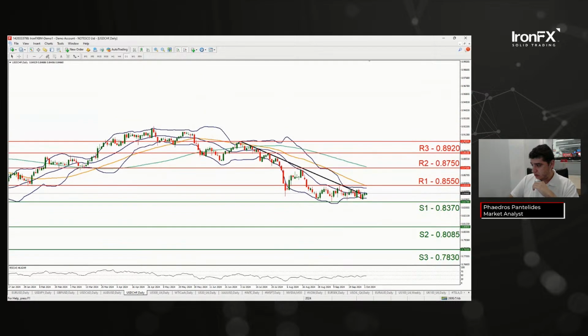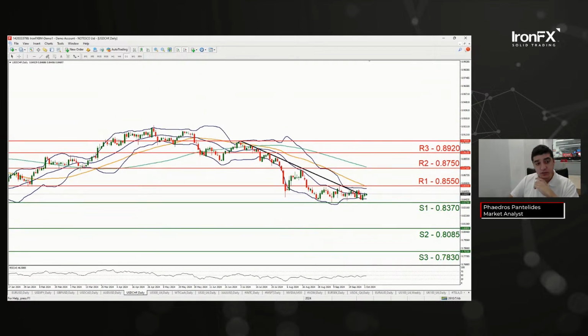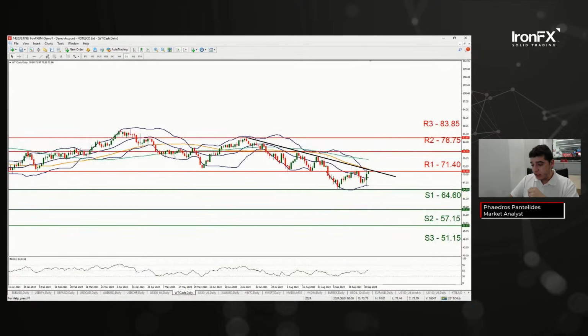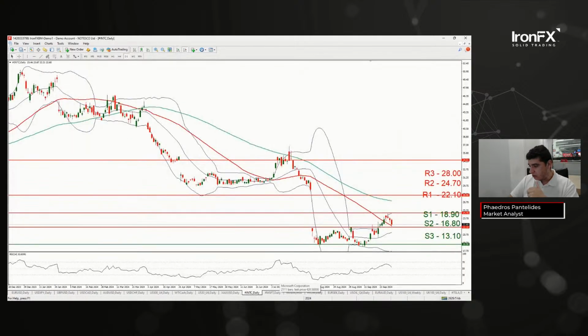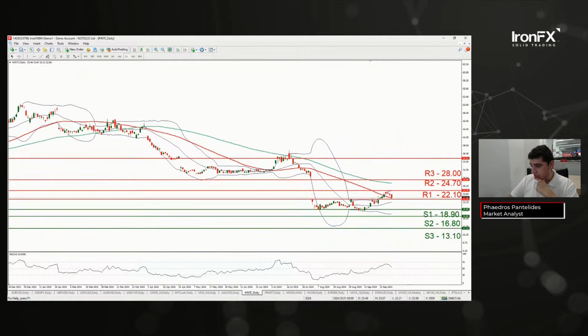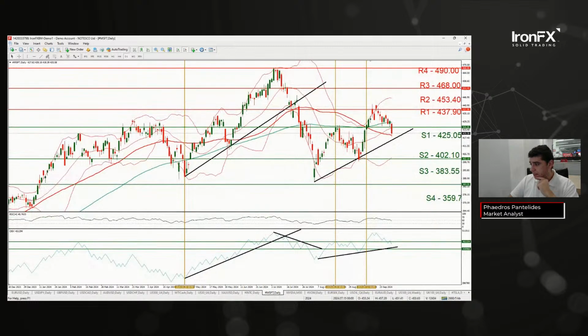Swissy staying in a sideways fashion between S1 and R1. No reason to change that. Now we are moving to the indexes. So I would like to see the Dow Jones, Intel looking nice, broken above R1, going to be testing that. It is indeed resistance turned to support. Slightly bullish outlook, but I'm seeing a potential upwards moving trend line which was broken. Has to stay above R1 and break above R2.